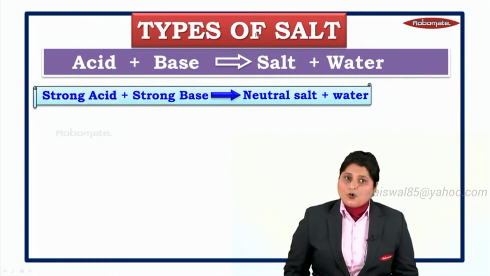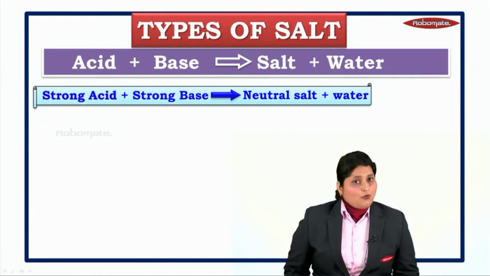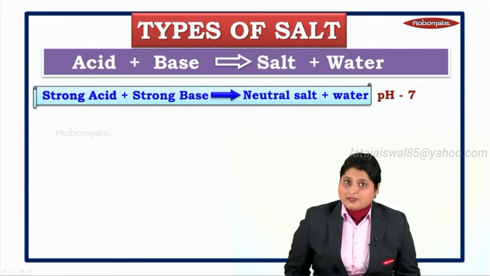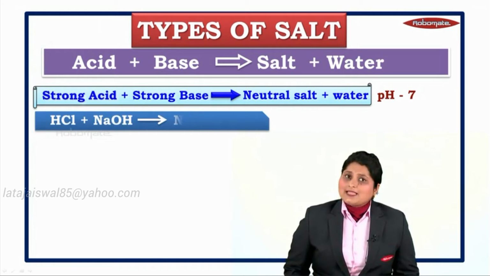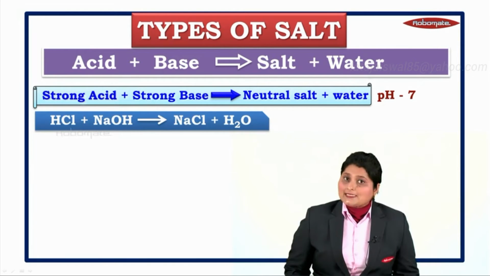Now, if you have strong acid and it reacts with strong base, the salt which is formed is neutral, along with the release of water. When I say neutral salt, the pH of this salt will be exactly 7. Let's move ahead. Which is the strong acid and which is a strong base? We have learnt in this lesson. HCl, when it reacts with NaOH, gives NaCl and H2O. Now, this NaCl is nothing but a neutral salt.